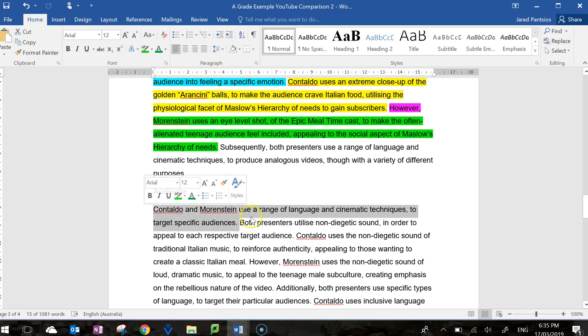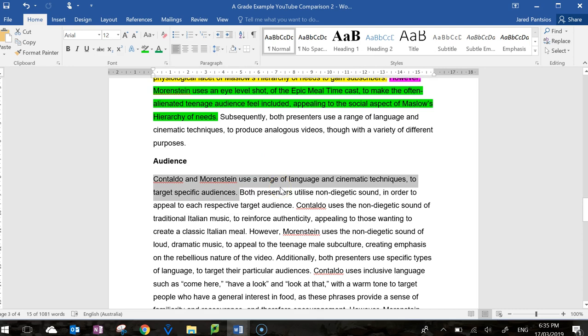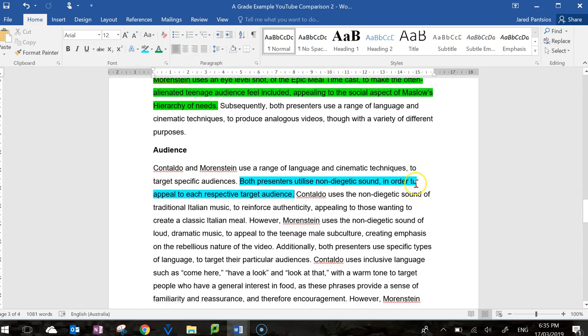Yep, it's there, it's direct, it's to the point. We might reflect on topic sentences or how to open these paragraphs once everyone's written them, just because I feel like within 15 words you could probably do a little bit more and be specific. "Both presenters utilize non-diegetic sound in order to appeal to each respective target audience." So this is good. It's a nice little elaboration before they go into the difference.